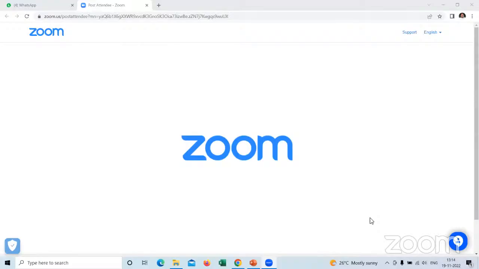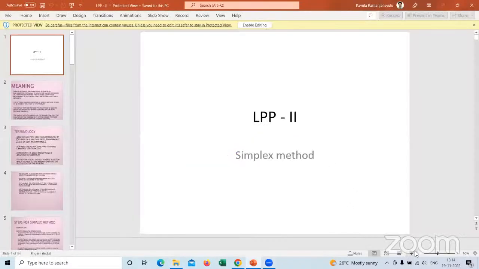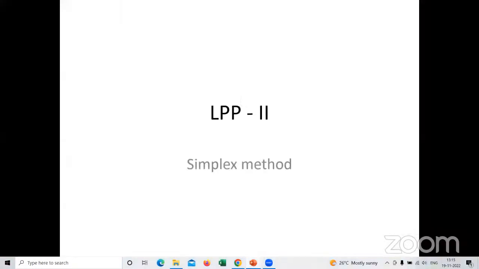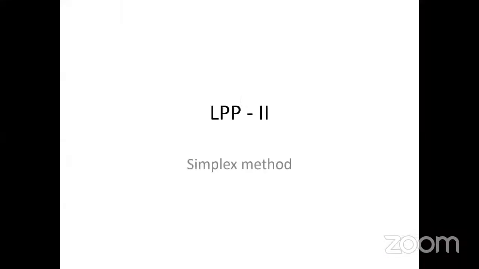I'm sharing the screen once again. Yeah, this is a simplex method. Actually, you people can see the screen, right? Yes, sir.